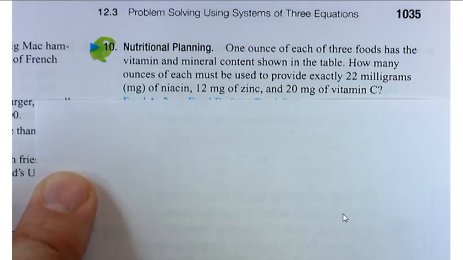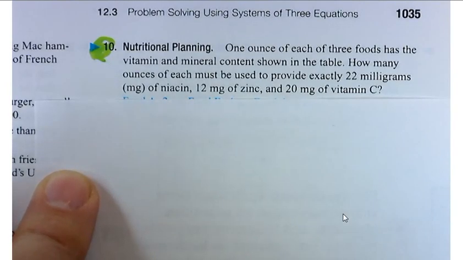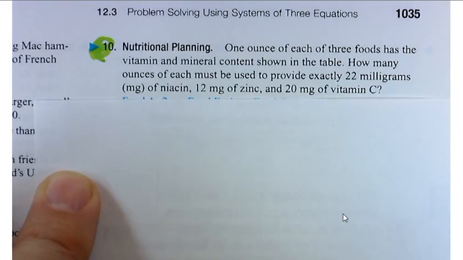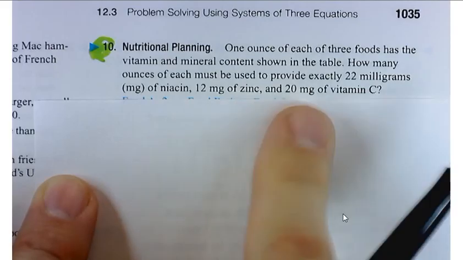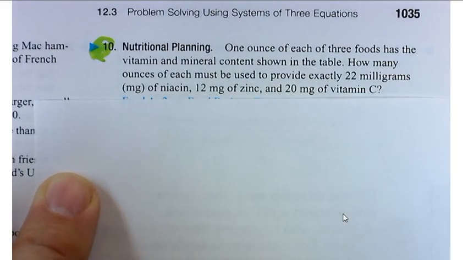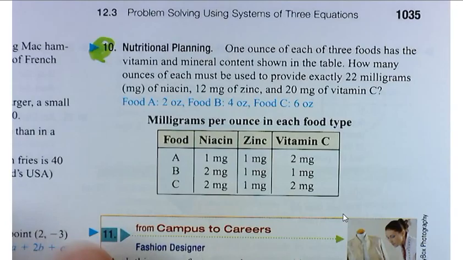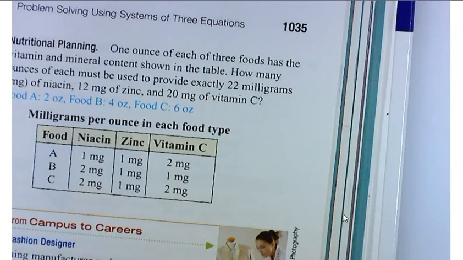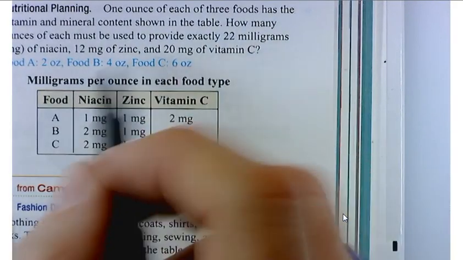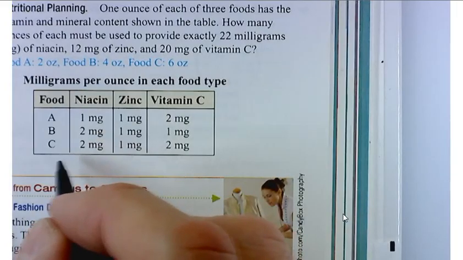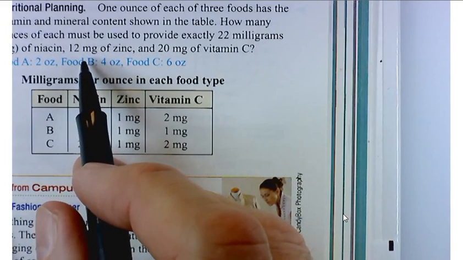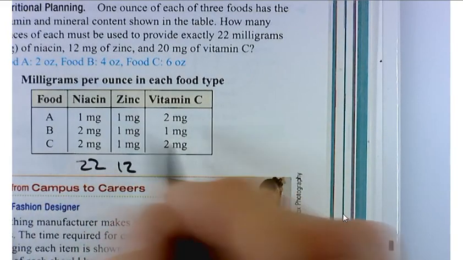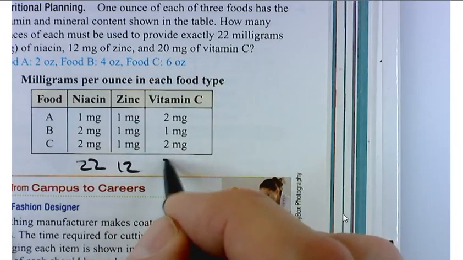Okay. All right. It's not quite that bad, but 1 ounce of 3 foods has the vitamin and mineral content shown. How many ounces of each must be used to provide exactly 22 milligrams of niacin, 12 milligrams of zinc, and 20 milligrams of vitamin C? So here's the chart. Now let's list down below here all the different amounts. We wanted 22 milligrams of niacin. It's one of your B vitamins. Zinc's a good mineral. And we want 12 milligrams of zinc and 20 milligrams of vitamin C.